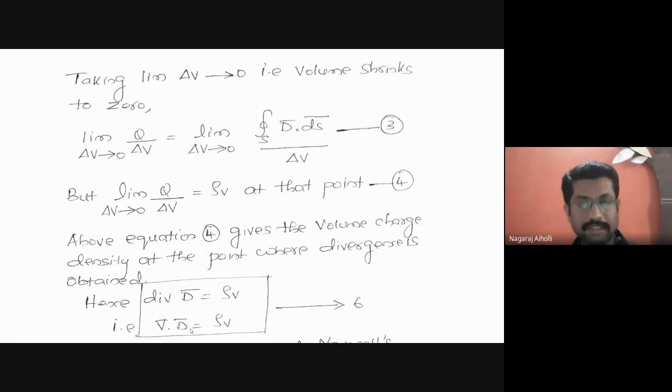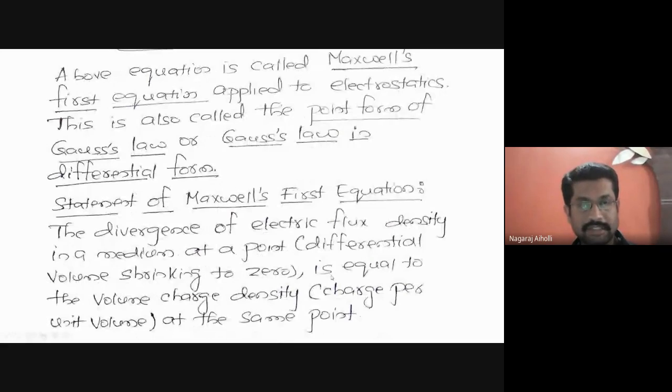That is what is written here. The divergence of electric flux density in a medium at a point, where the differential volume is shrinking to 0, is equal to the volume charge density, charge per unit volume, at the same point.